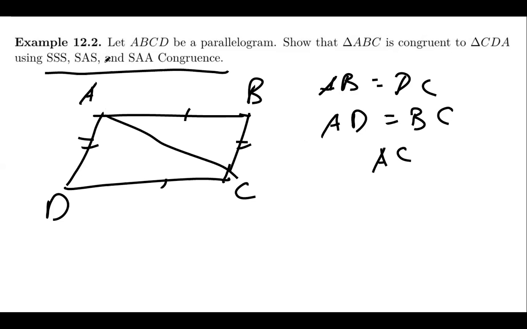Now for SAS, we can also see that ADC and ABC are equal because they're in a parallelogram. And since these two sides are the same, again, they're congruent using SAS.